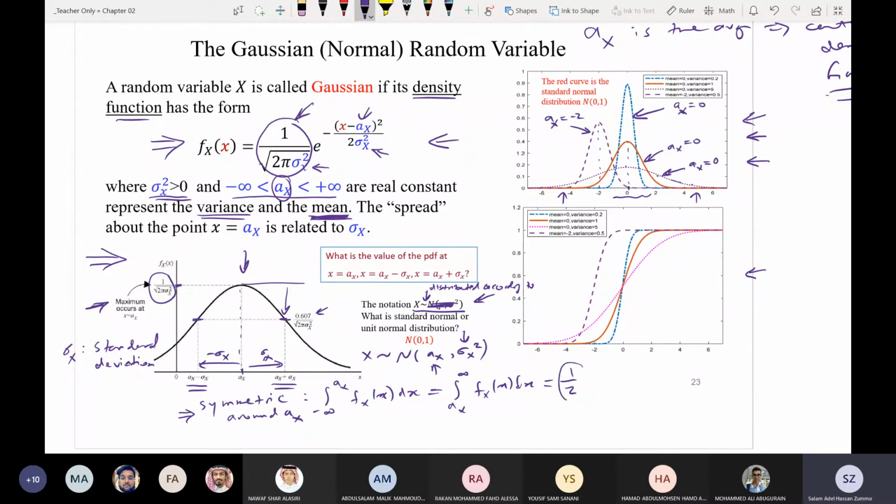Now remember, this half is the probability. The first one is the probability that x is less than or equal to AX, and the second one is the probability that x is larger than or equal to AX. Since it's continuous, you can put the equal anywhere. Both of them are half.